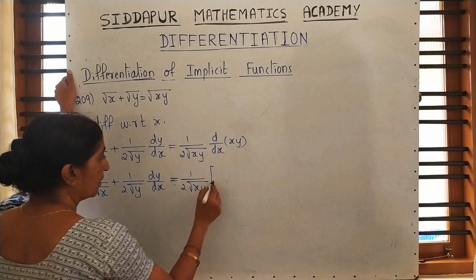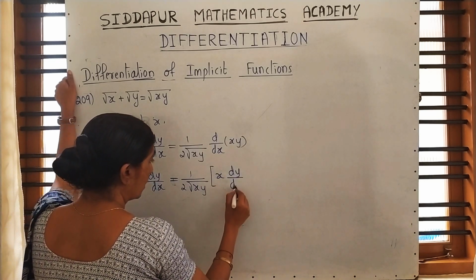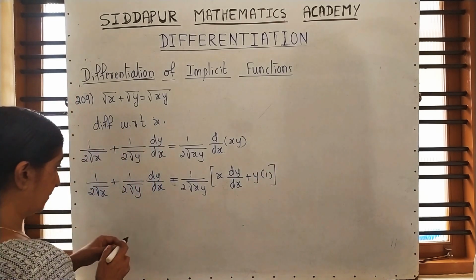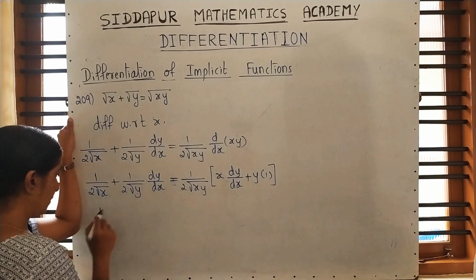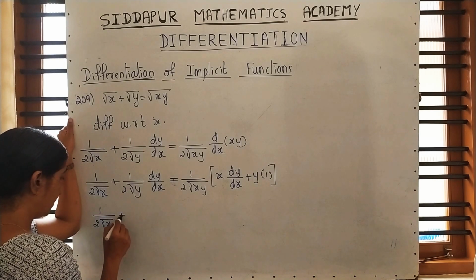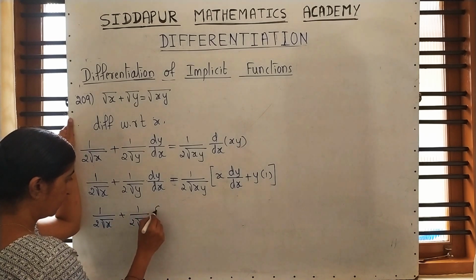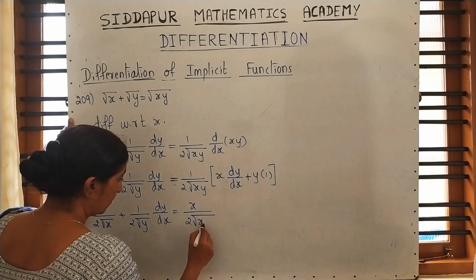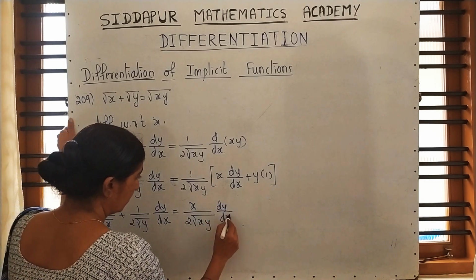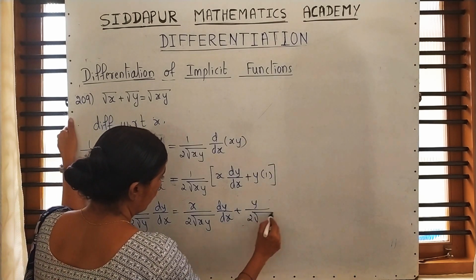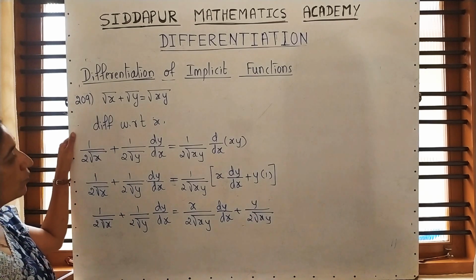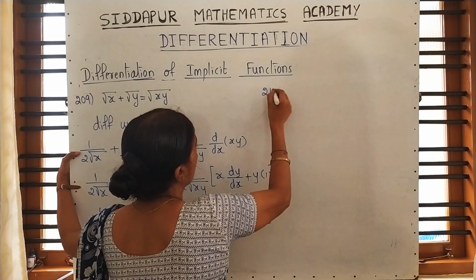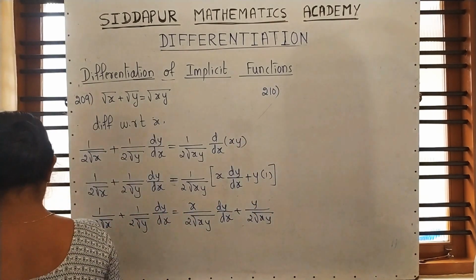That is u into v. X as it is, differentiation of y is dy upon dx, plus y as it is, differentiation of x is 1. Then the next step I am giving you, I will leave for students only, just rearrange the terms. Next question, question number 210.